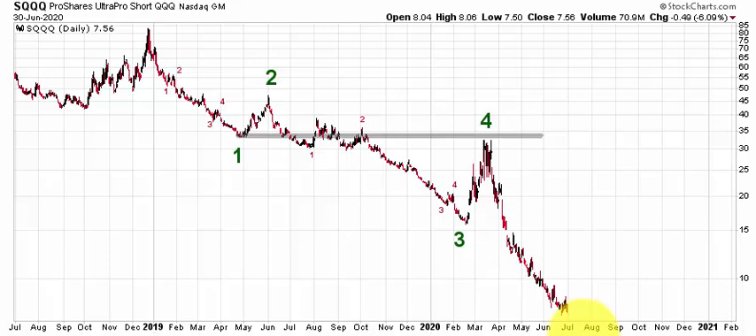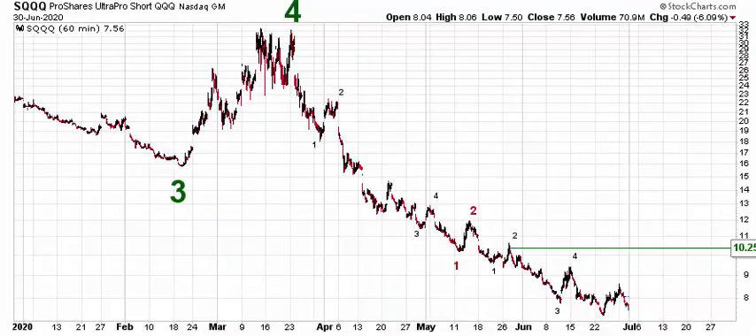There's no reason to think that we're on the precipice of a major low at this time with the decay factor on this ETF. Let's zoom in a little bit closer and look at what's happened in 2020 here. Here's the decline. Again, it's such a straight line move. It's gone from 33 down to about 8.